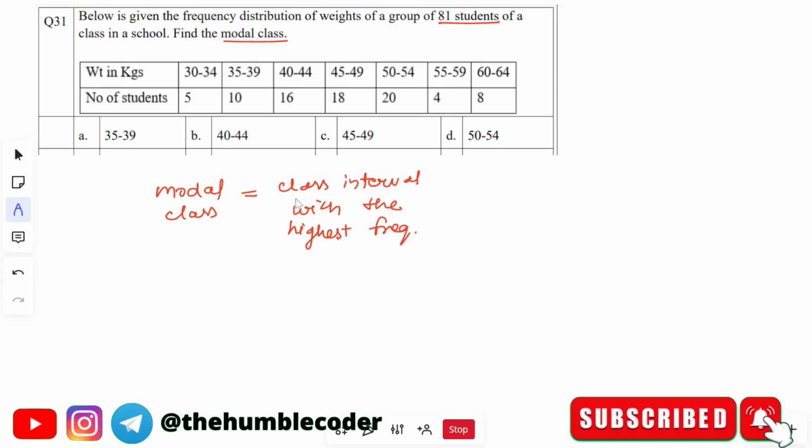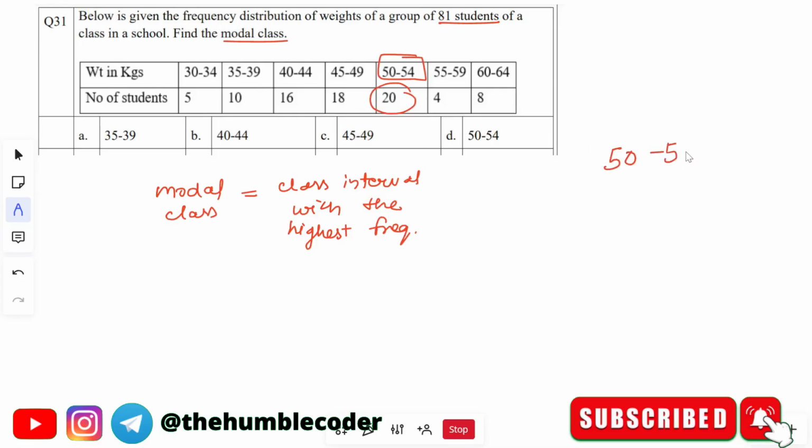So modal class is what? It is the class interval with the highest frequency. Now frequency is the number of students in our case, right? So let's see which is the highest frequency, which means the highest number is 20. In this one, it's the interval we have to take. So the answer for this one is going to be 50 to 54, right?